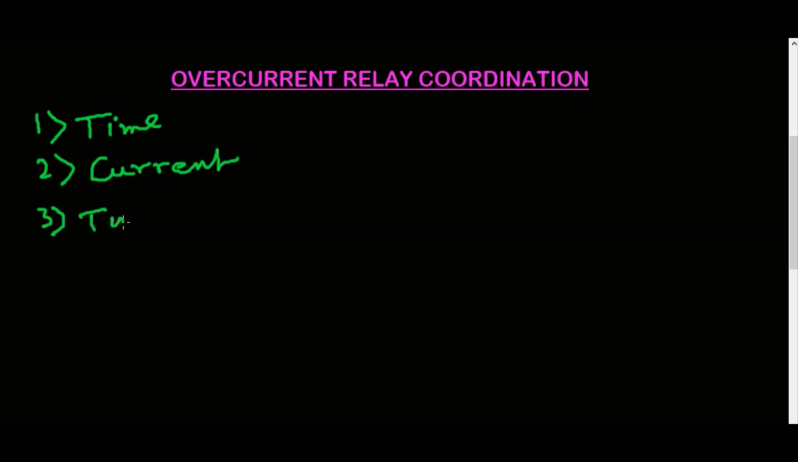So there are three ways we can coordinate the protection devices. One is time. So based on the time discrimination, we can coordinate with downstream and upstream protective devices. Second option is by current discrimination, and third option is time and current both. So in this video, let's discuss the first part, which is based on time.